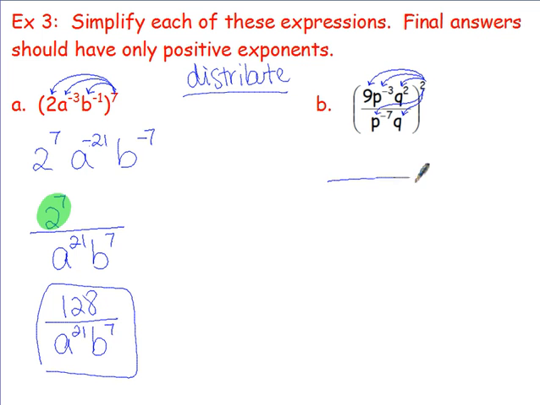Draw your bar. On the top, starting with the 9. 9 gets the 2, so it's 9 squared. P, 2 times negative 3 is negative 6. Q, 2 times 2 is 4. Moving to the bottom. We got P. 2 times negative 7 is negative 14. 2 goes with Q.